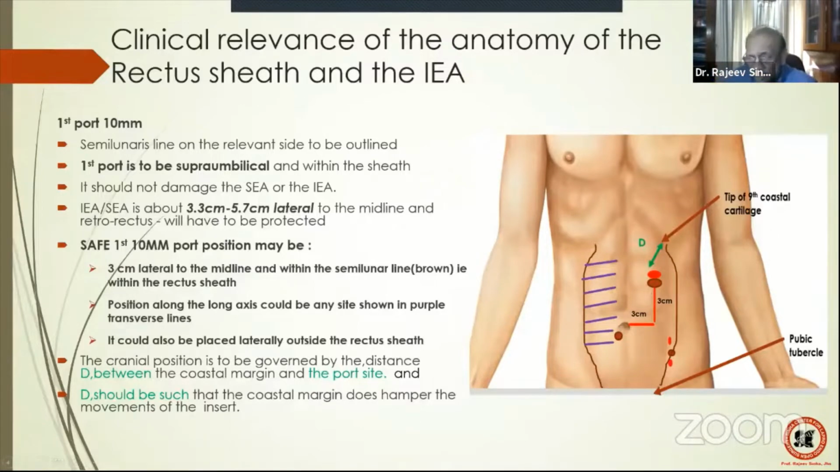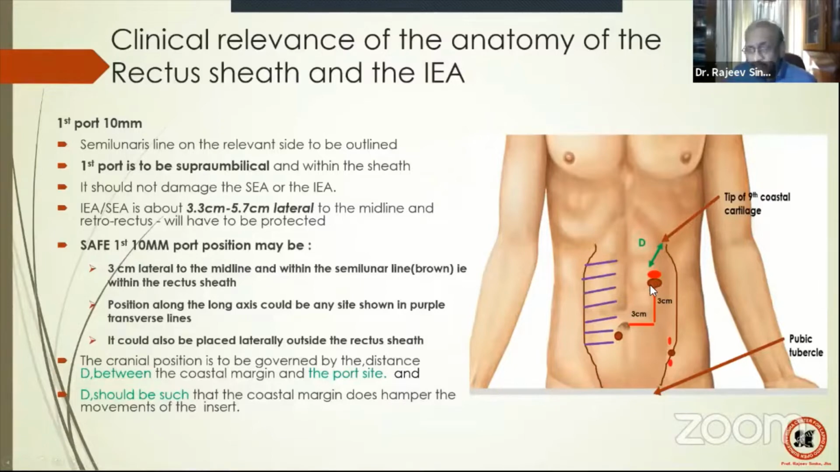Why? Because beyond this, the inferior epigastric artery would be somewhere here, 4.5 centimeters, and above, this distance becomes important. Why do I say 3? You may ask, it can be 4 centimeters, 5, 6. Go ahead, do it. But what is the problem? You have the costal margin out here. For the port that you're going to put here, the movement of the instrument would be hampered by the costal margin. So the tip of the 9th costal cartilage, below that, and the distance from the first port is important. That distance D should be such that it is not going to make the movement of the telescope problematic. That is why the 3 centimeter rule is the best to be followed, 3 and 3.